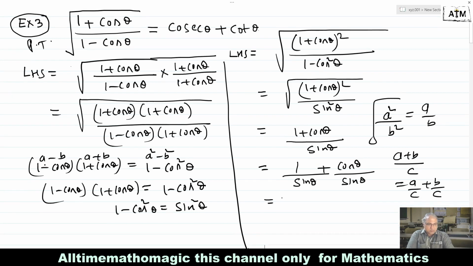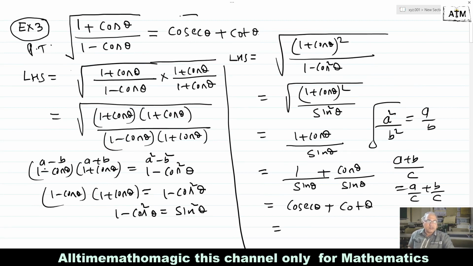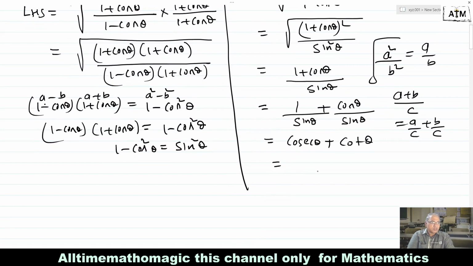Therefore 1 upon sin theta is nothing but cosec theta, and cos theta upon sin theta is nothing but cot theta. So that is nothing but RHS. You see that RHS is cosec theta plus cot theta. So here we got cosec theta plus cot theta, that is equal to RHS. Therefore, LHS equals RHS, proved.